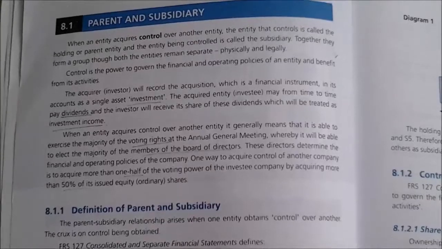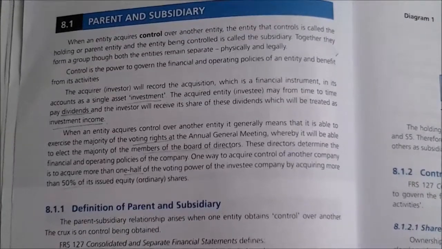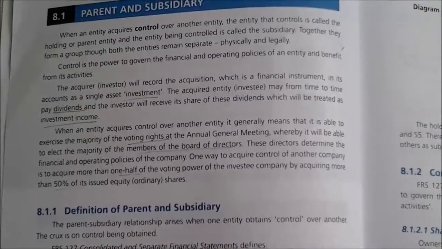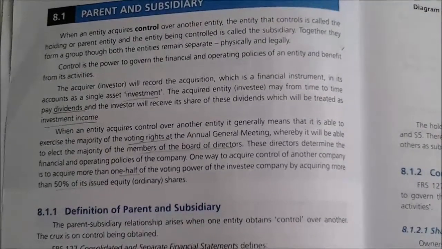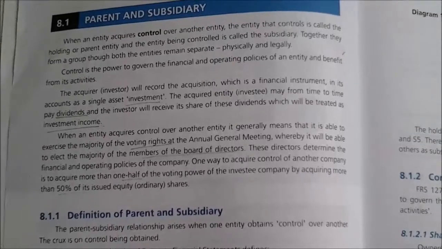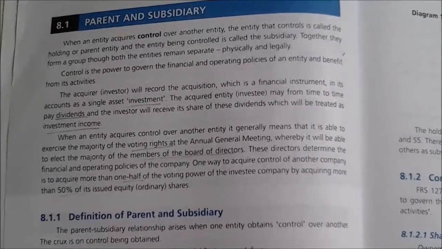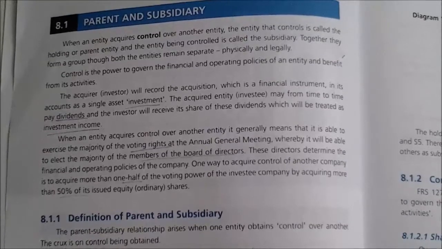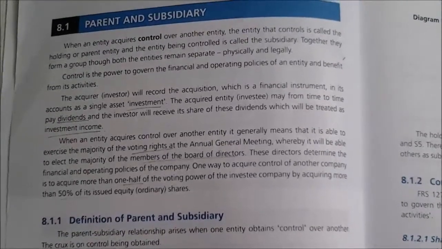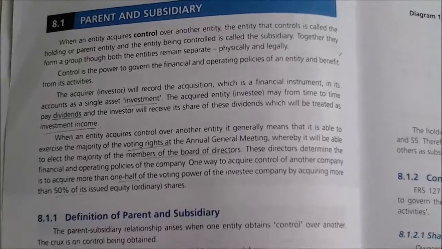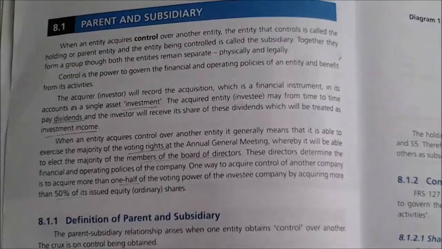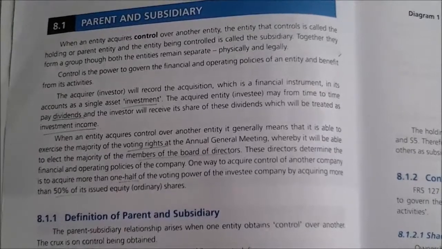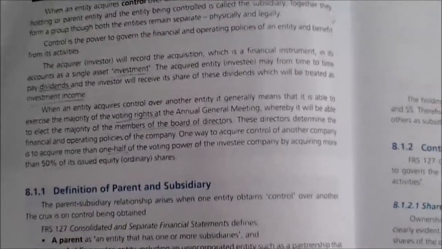A parent and subsidiary. When an entity acquires control over another entity, the entity that controls is called the holding or parent entity, and the entity being controlled is called the subsidiary. Together they form a group, though both entities remain separate physically and legally.